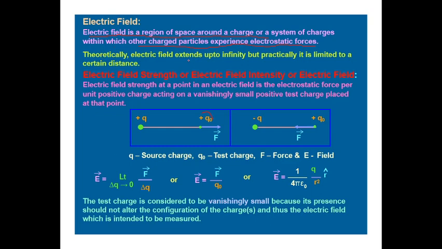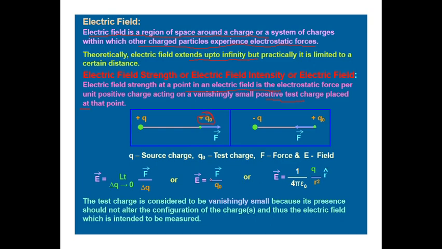Theoretically, the electric field extends up to infinity, but practically it is limited to a certain distance. The electric field strength at a point is the electrostatic force per unit charge acting on a small positive test charge placed at that point. This is the force experienced by this test charge per unit charge. This is known as the electric field. And the electric field E equals 1 divided by 4 pi epsilon naught Q divided by R square.